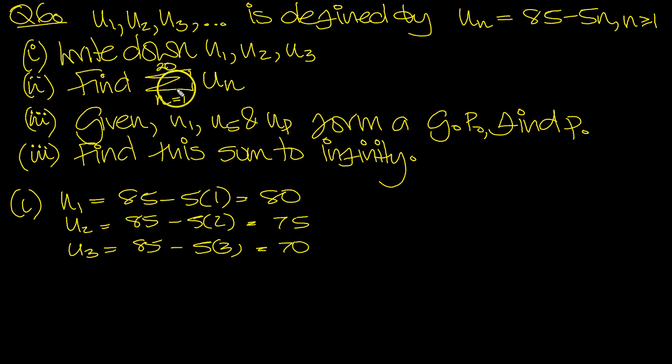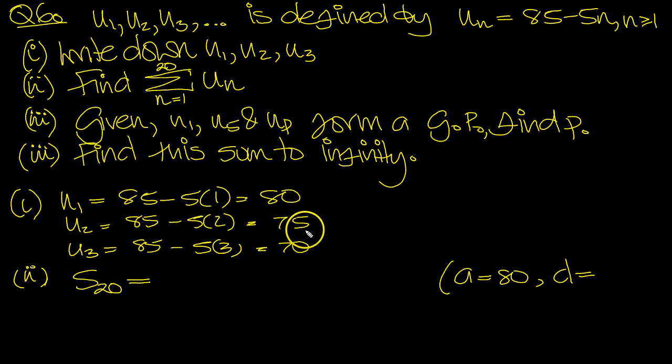Okay, so part 2, find this sum. So we're adding all these then. So this would be the sum of the first 20 terms. S20 is equal to, so here we've got a, the first term, is equal to 80. The common difference d is equal to minus 5. And the number of terms from 1 to 20 is n equals 20.